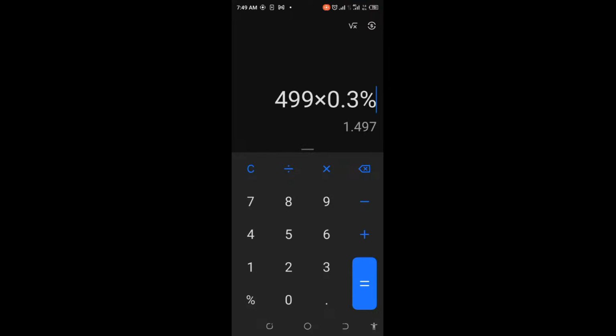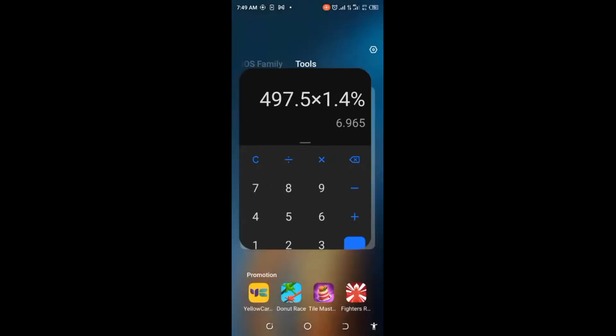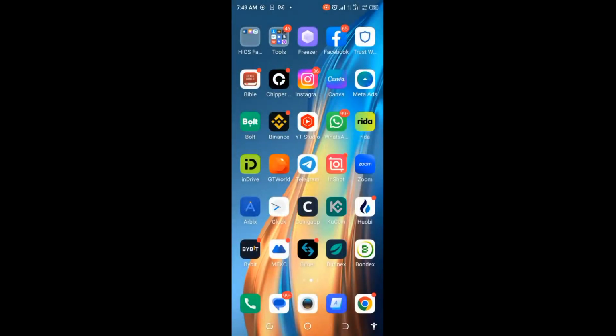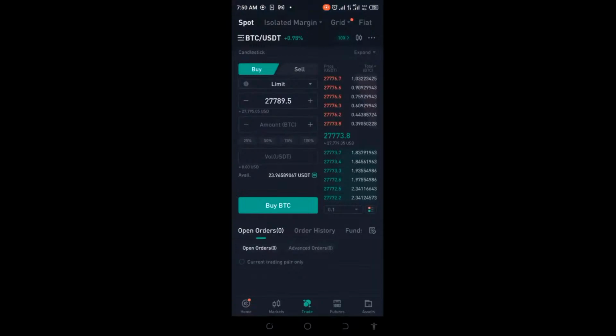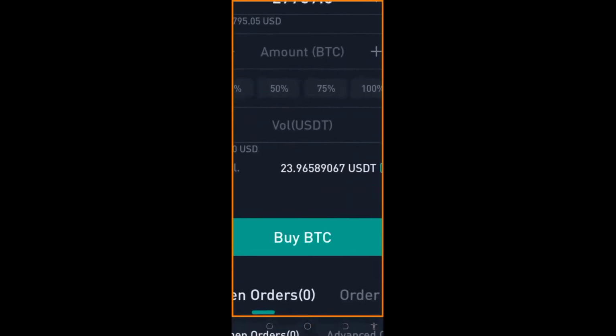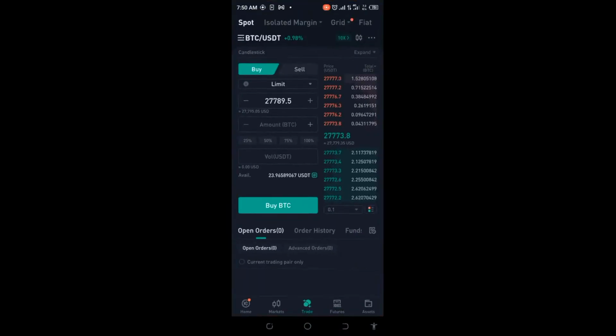So let me remove that again. I'm just doing this so that you'll see what you will get if you're using a bigger capital. So 1.5. Let's assume what was left is $497.5. Let's multiply 1.4%. We'll make about $7 on a $500 capital. So that's what I'm trying to bring out to you now. Of course, I'm intentionally showing you this with a smaller capital so that if we can make profit with this amount, obviously making profit with a bigger amount is guaranteed.